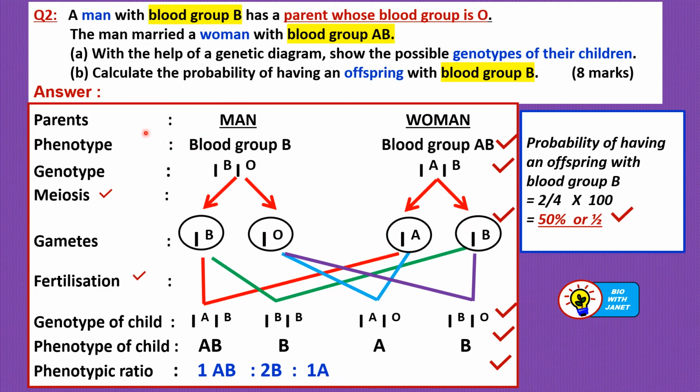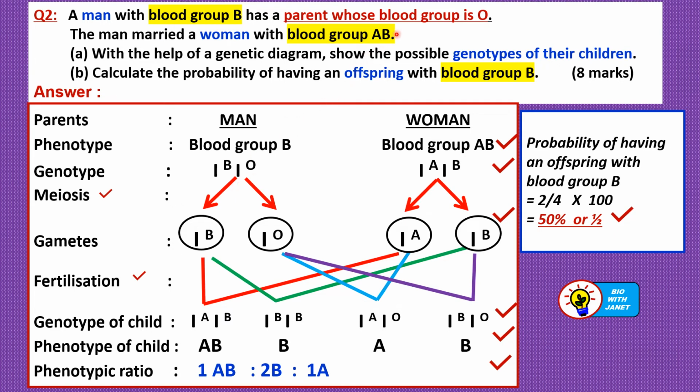So parents are the man and the woman, all right? And it could be father and mother also. Now, the phenotype of the man. Look at the question. Man with blood group B. So he has blood group B. That means he must have what, the allele IB already. But what is the other allele? Does he have the genotype IBIB or IBIO?